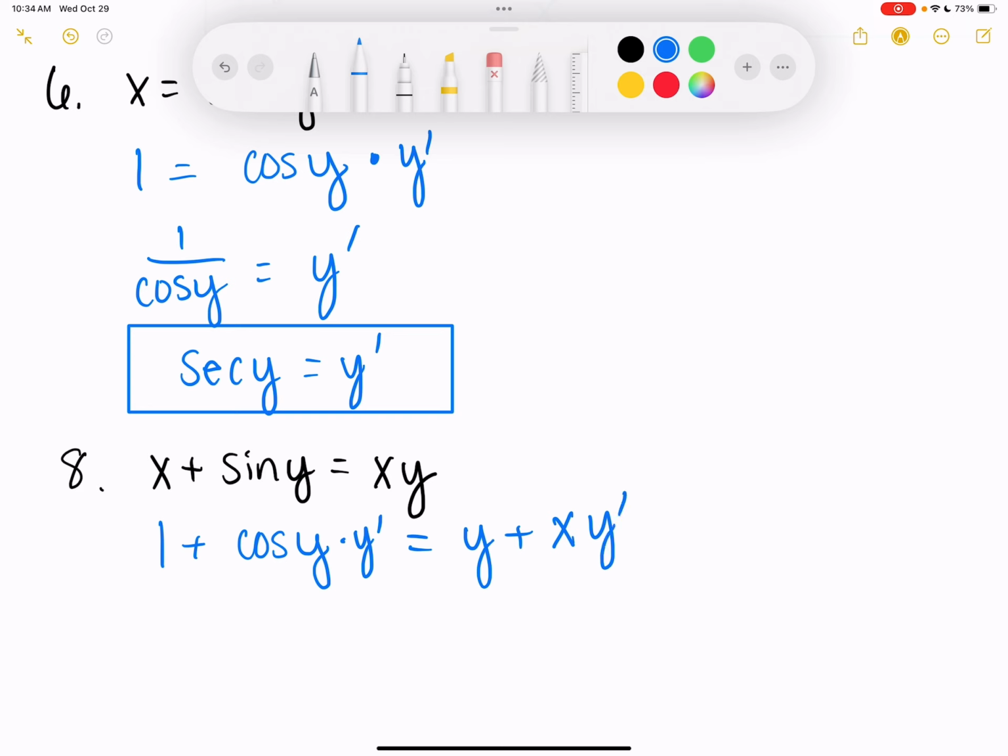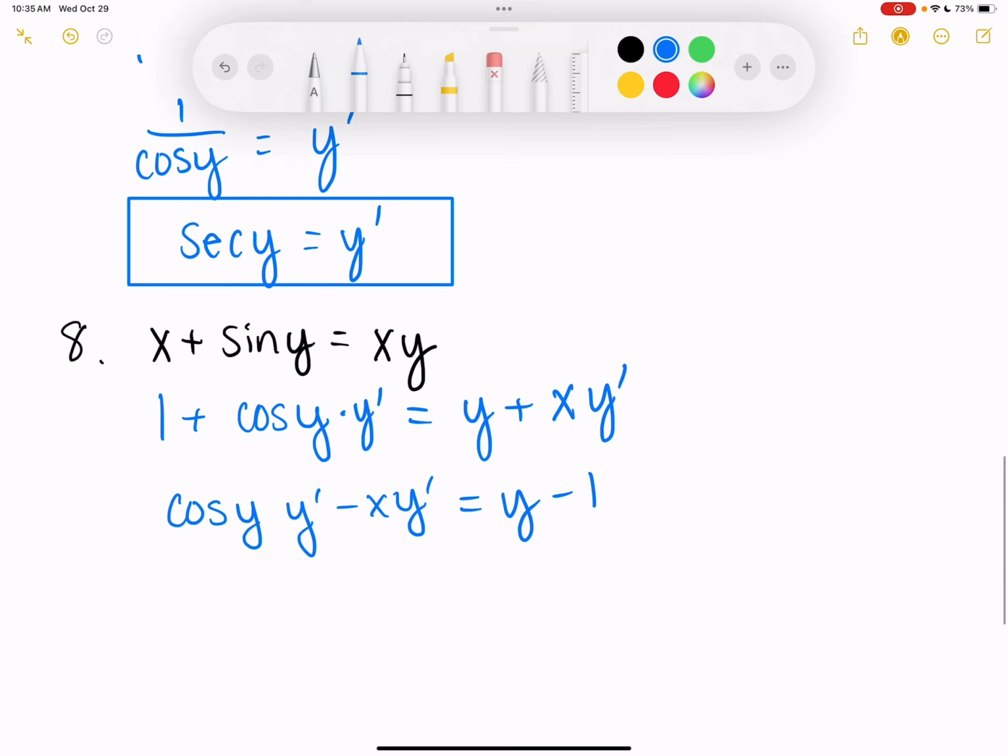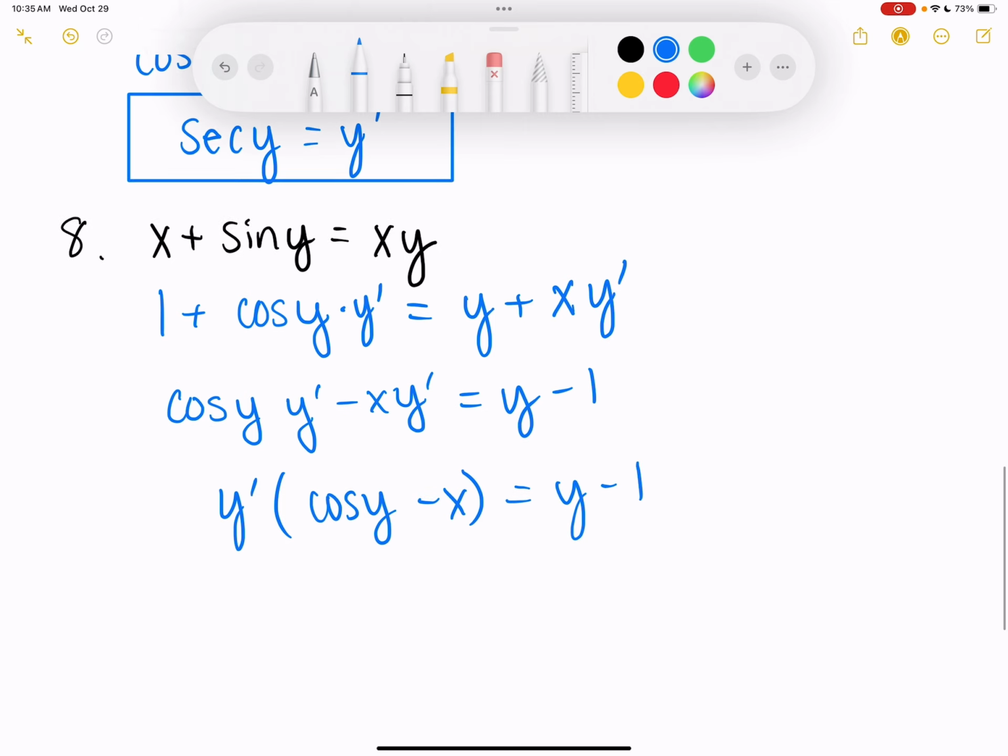So I'm going to put my y prime terms on the left, everything else on the right, so I'm going to have the cosine of y times y prime, minus x y prime is equal to y minus 1. Take out the y prime, cosine of y minus x, and then just divide, so y prime is equal to y minus 1 over the cosine of y minus x.